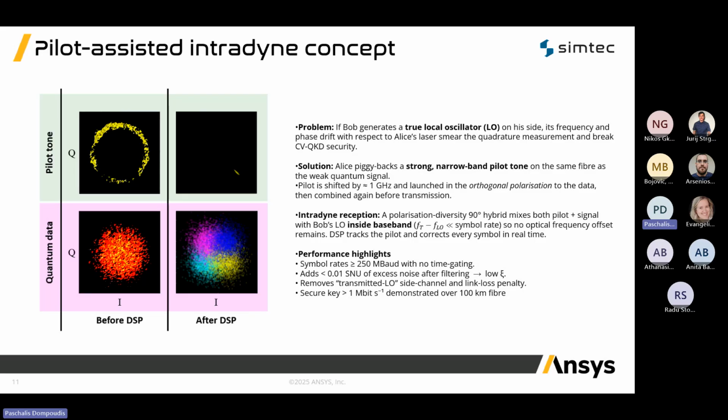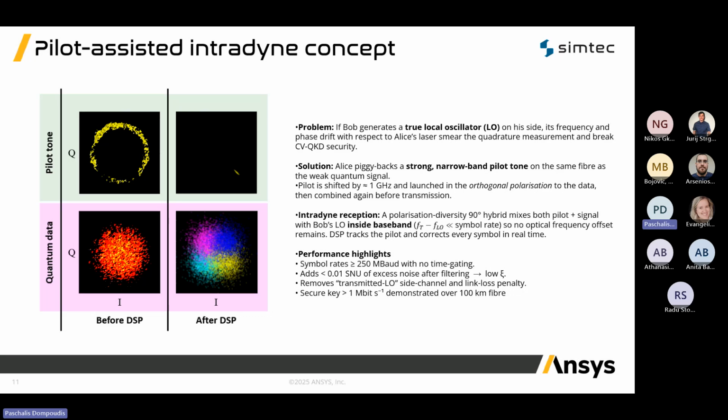Bob has his own laser, the local oscillator, that he uses as a reference clock. Unfortunately, Bob's laser and Alice's laser never stay perfectly in step, and thus they drift in frequency and phase by time. So if we do nothing, that drift destroys, let's say, the quantum signals and introduces a lot of noise.